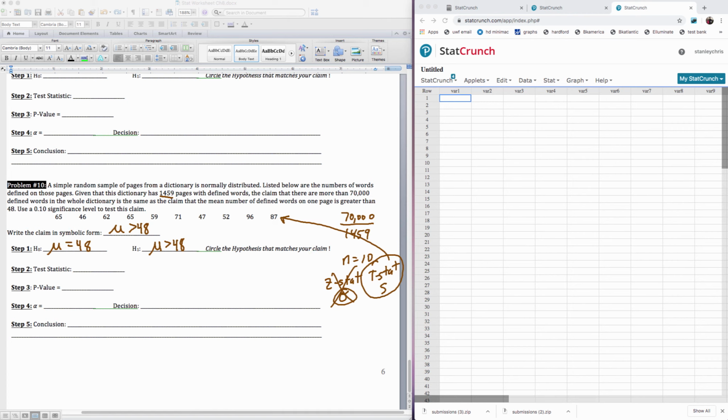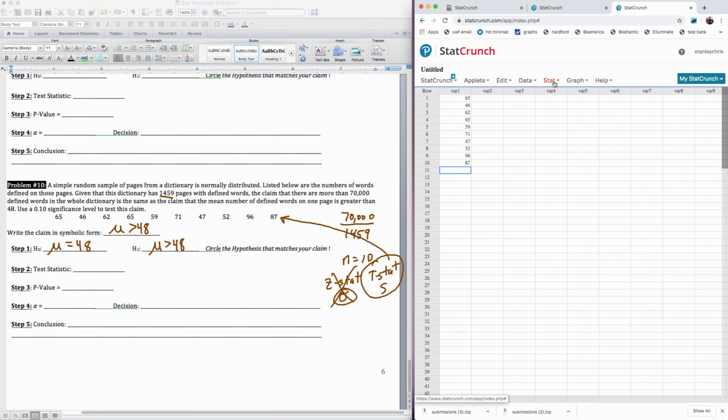So now what we have to do is enter this data into a list. And you're not going to believe how fast I'm going to do this. So, okay, did anybody beat me? Okay.